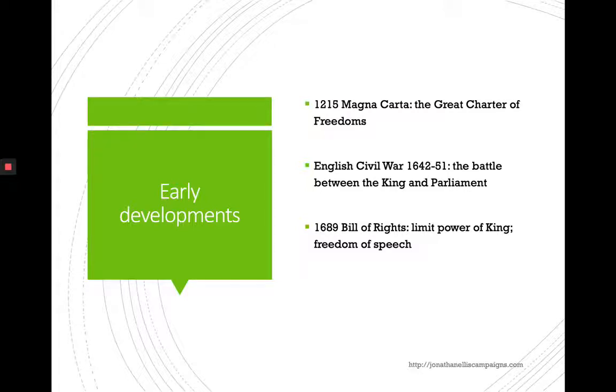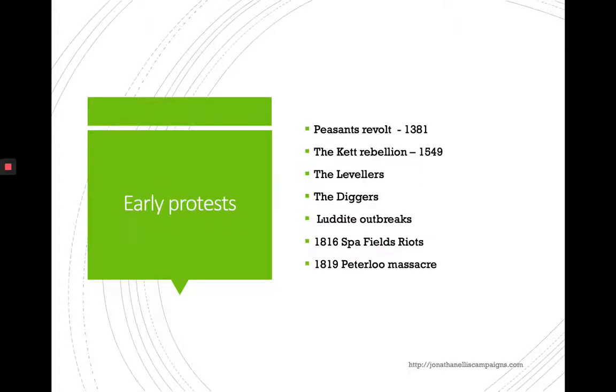We then have the English Civil War, 1642 to 51, which is the defining battle between the role of the king and the role of Parliament. And then emerging from that in 1689, we have the important Bill of Rights, which both limits the power of the king and also is around guaranteeing freedom of speech.